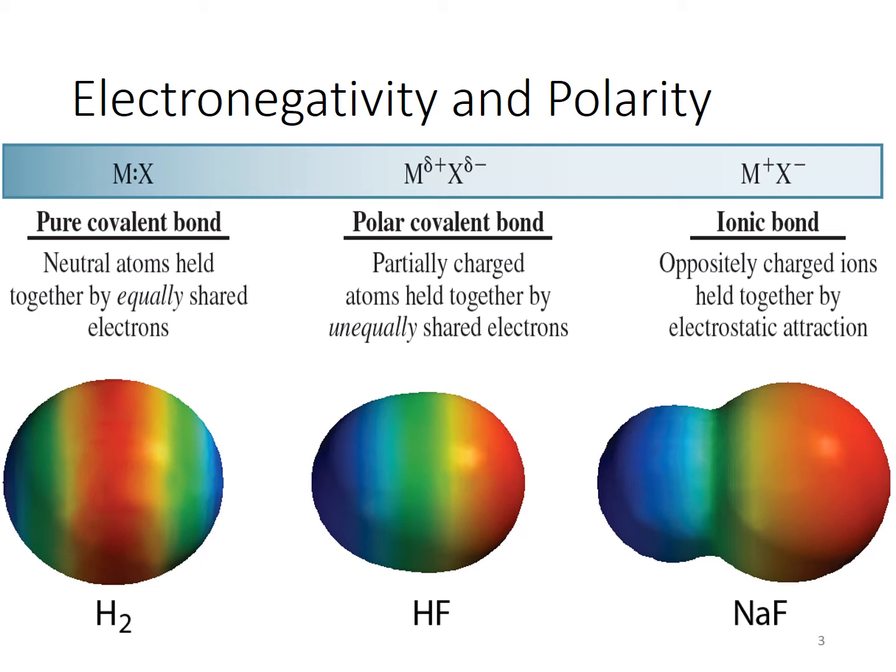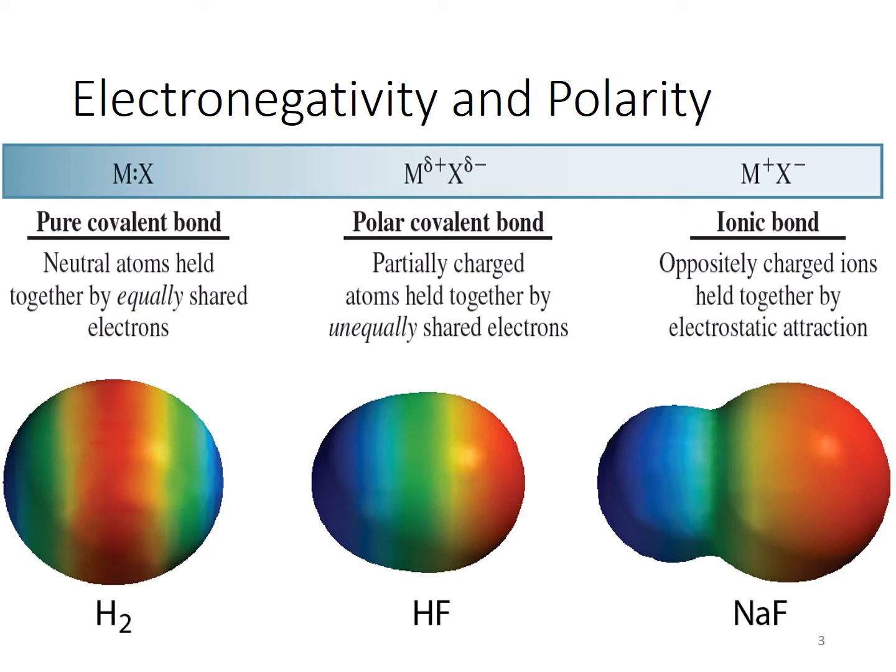Looking all the way on the right-hand side, we have ionic bonding, which we're also familiar with. Sodium fluoride. Sodium is positively charged, fluoride is negatively charged. And you can see that most of that electron density is around the fluorine, which makes sense. It's F- as opposed to Na+. So sodium is positively charged, fluoride's negatively charged, and that's why we see that discrepancy in color.